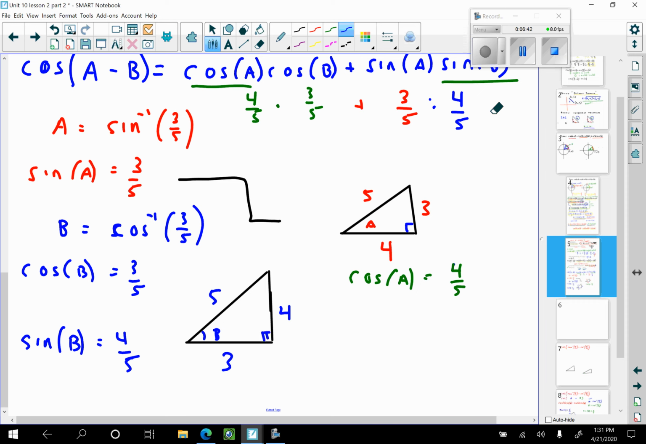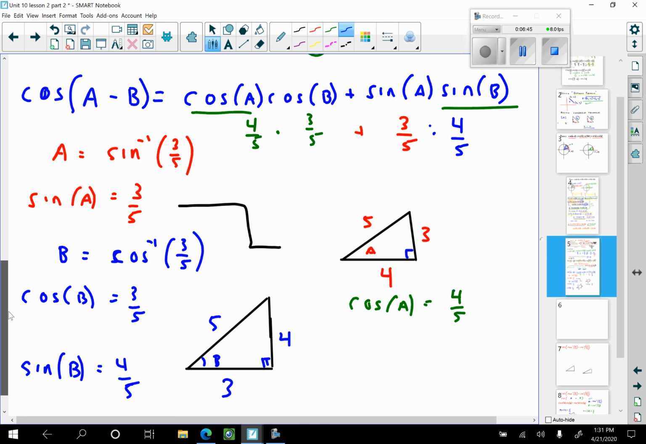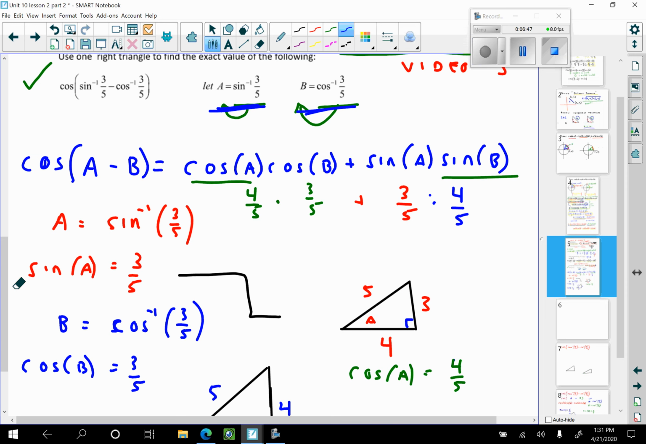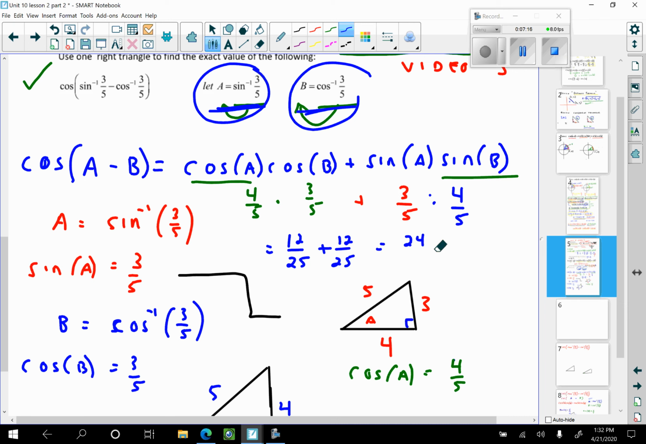In the original question, keep in mind, what did we want? We wanted to know the cosine of inverse sine of 3/5 minus inverse cosine of 3/5. Well, it's going to equal this: sine of A is 3/5, cosine of B is 3/5. And now what does this equal? I'm simply going to multiply those together. This is 12/25 plus 12/25, and that is equal to 24/25.